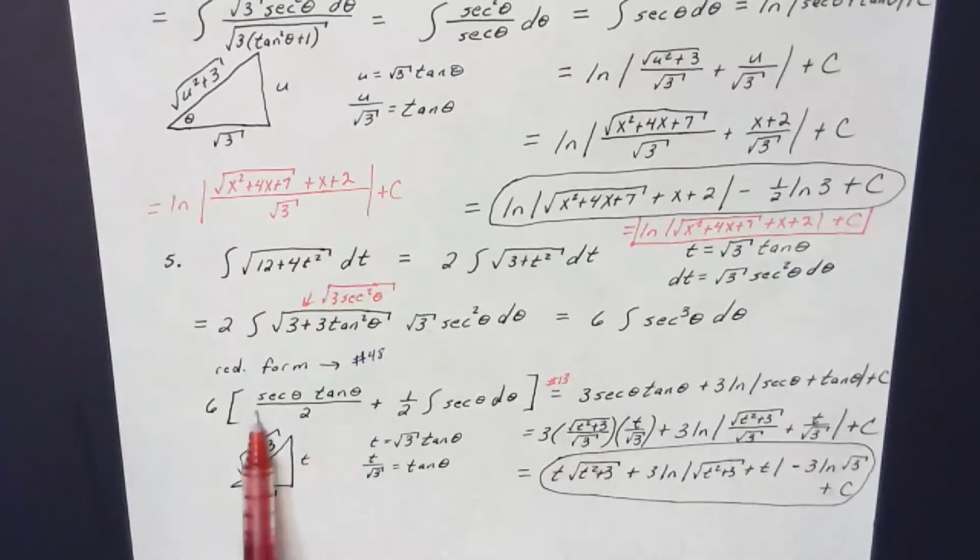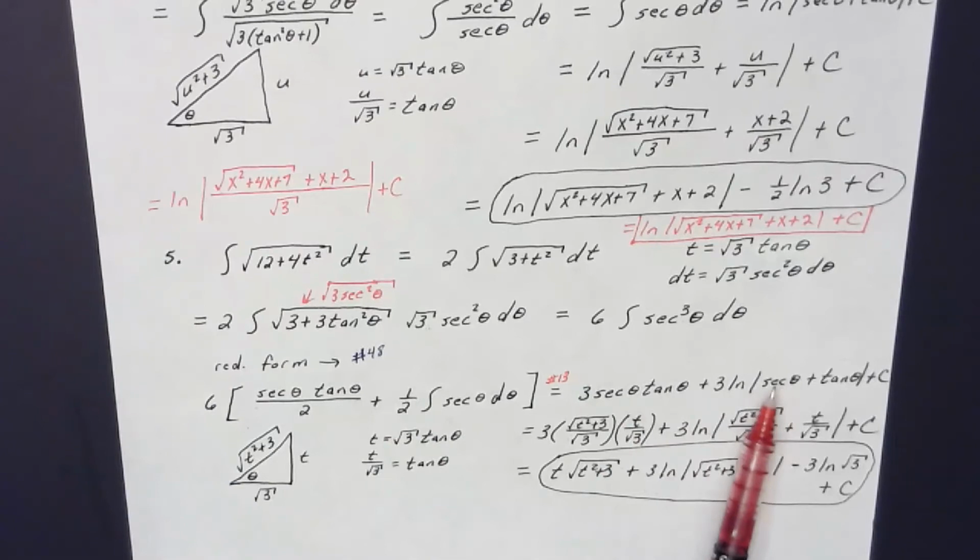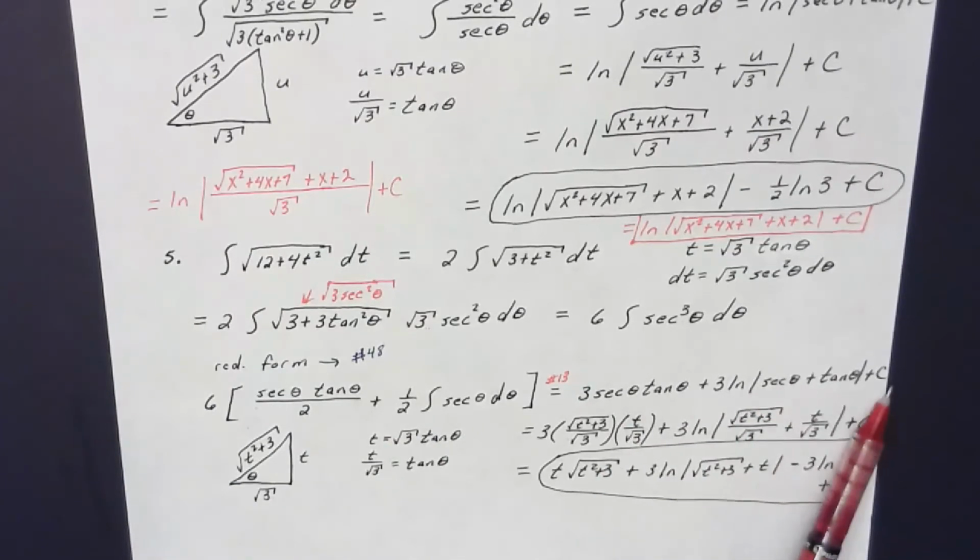So my integration is done in these two steps. I've multiplied the 6 through here, and I had the 3 secant theta tangent theta, and then plus 3 times the natural log of the secant plus tangent, plus our constant.